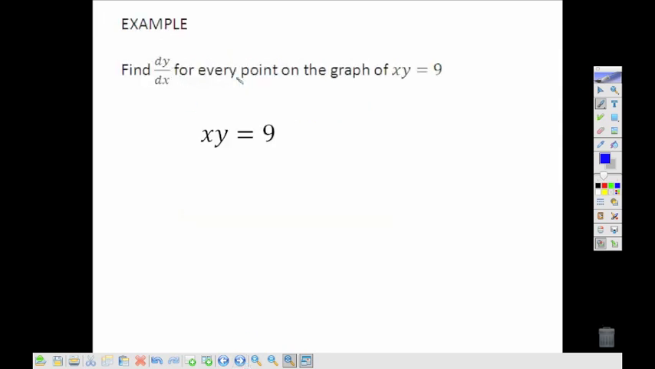Okay, if we want to find dy/dx for every point on the graph, that means we're looking for an equation here. Notice this one is a product of x and y, so we're going to need to use the product rule to do this, although there might be other strategies.